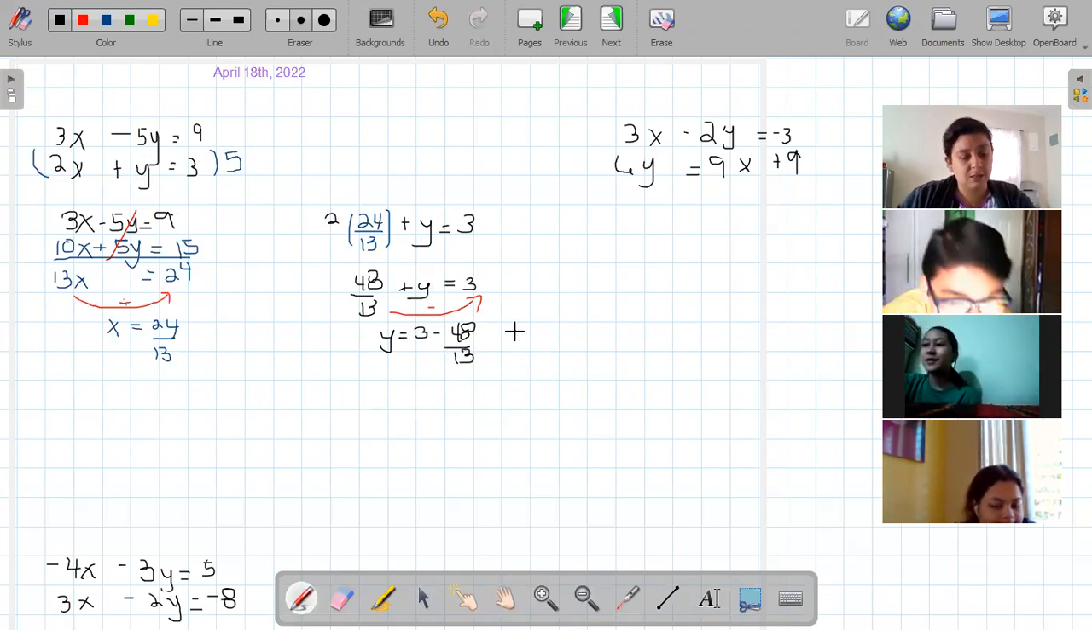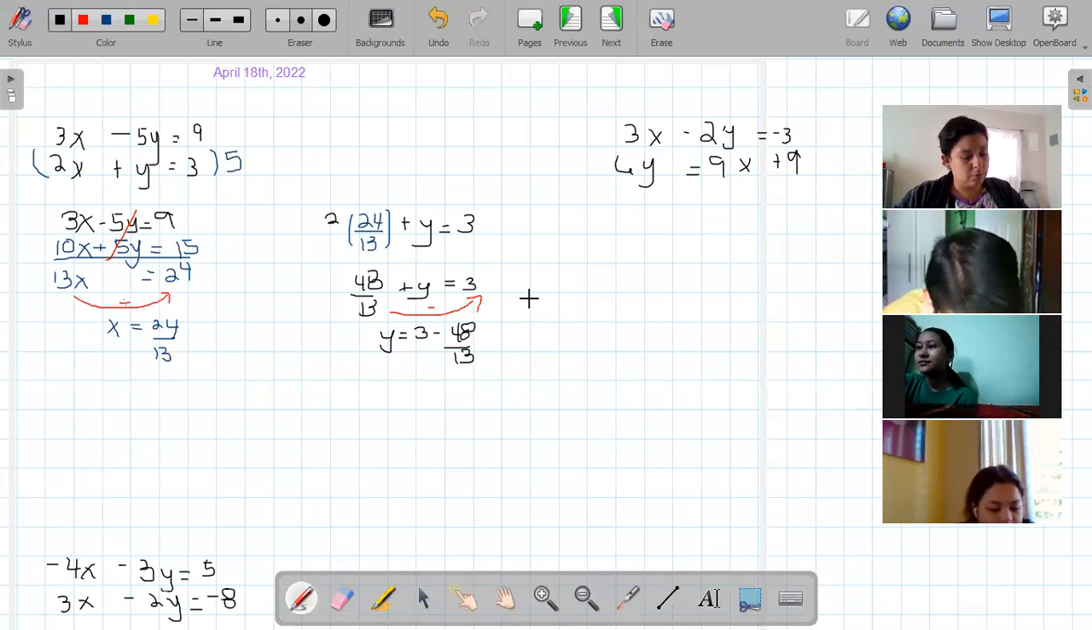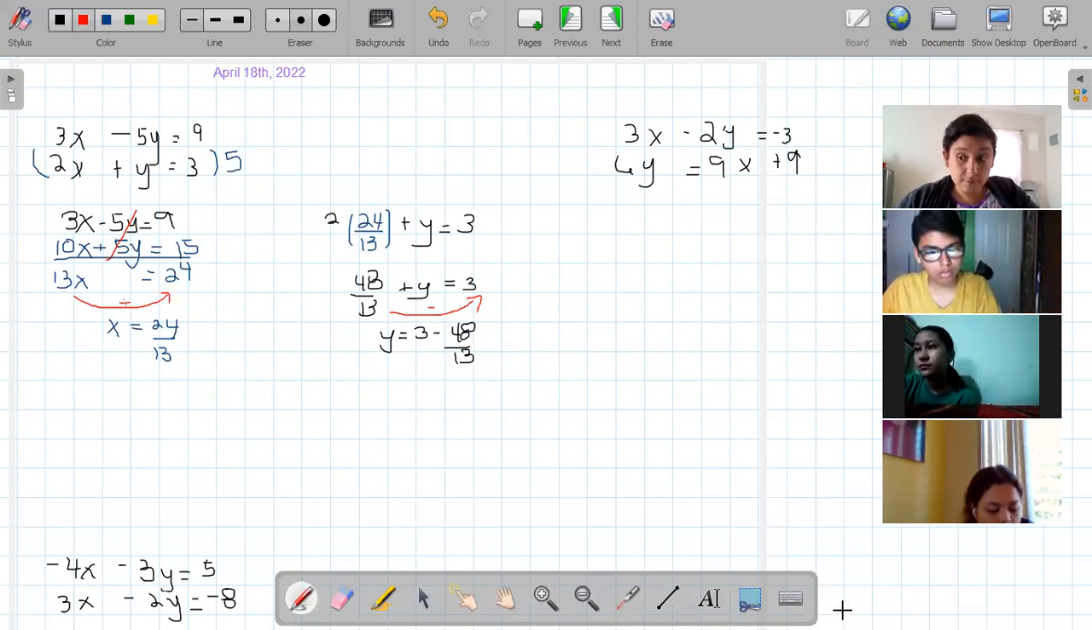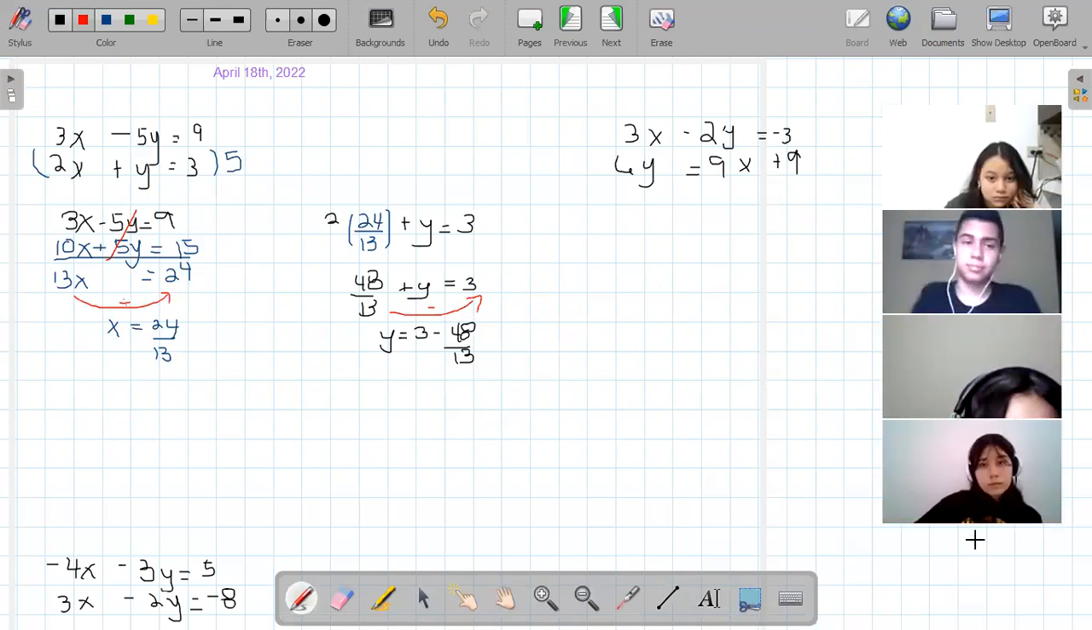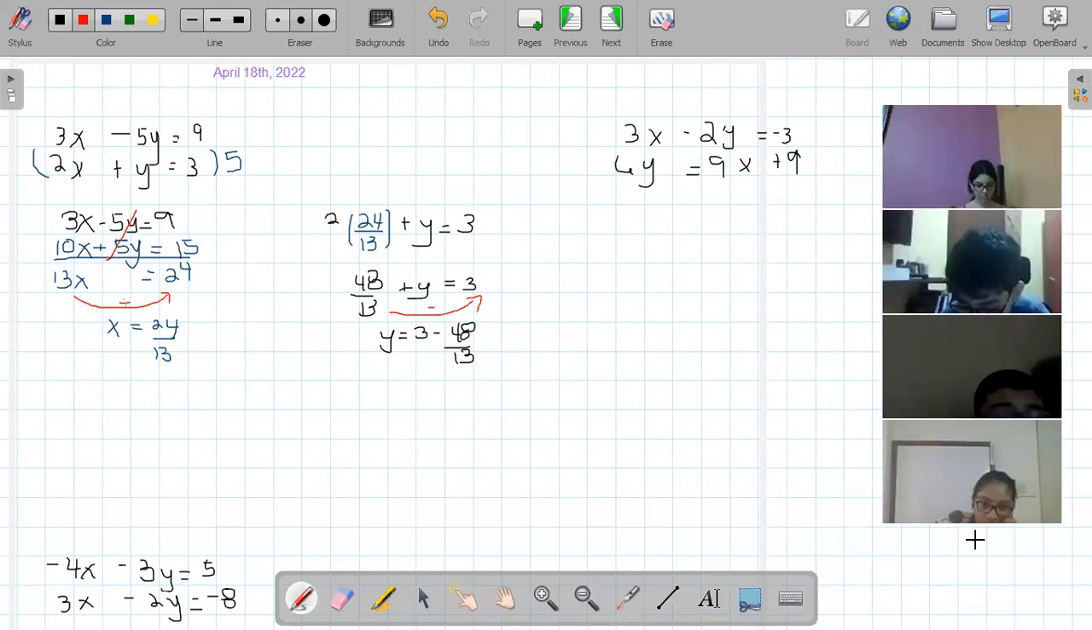How do I simplify this? How do I solve that? How do I solve this integer minus this fraction? Multiplying by 13, so we can eliminate the 13. Or another form, the happy face, the cross multiplication method. So I'm going to multiply this like that.